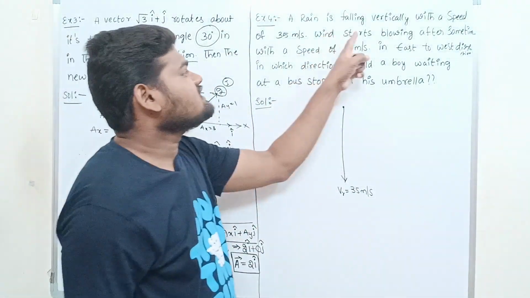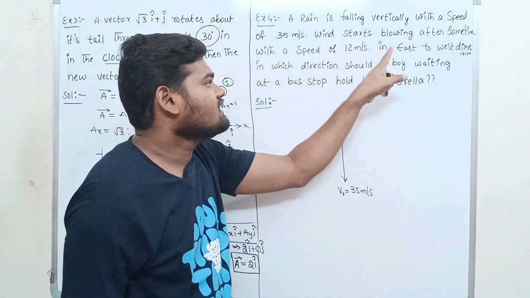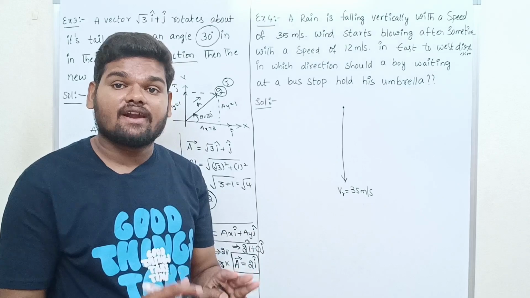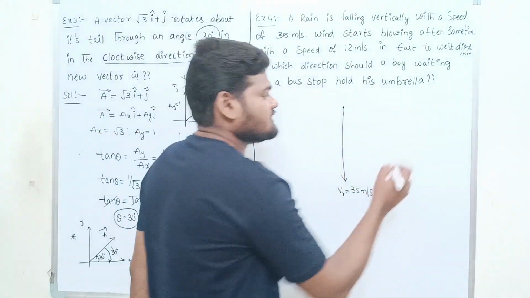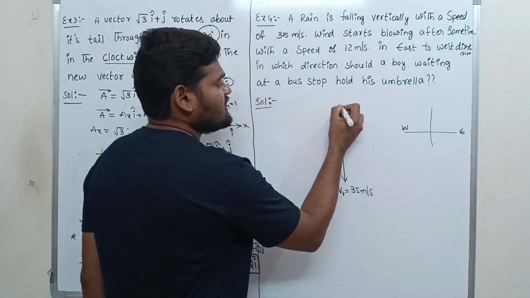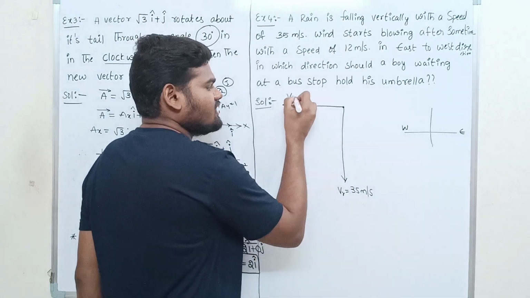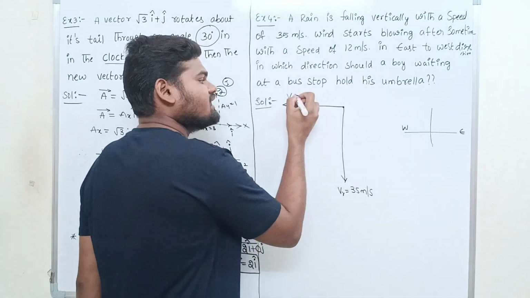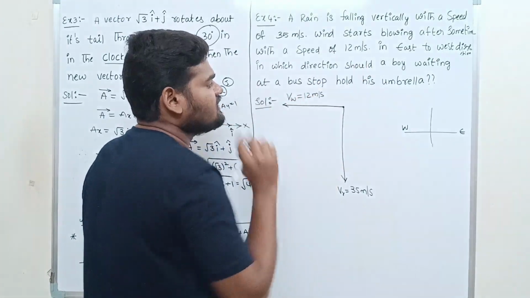Wind starts blowing after some time with a speed of 12 meters per second in east to west direction. Now what happened after some time? The wind starts blowing from east to west direction. As we know, this is the east direction and this is the west direction. VW is nothing but the velocity of wind. What is the speed? 12 meter per second.